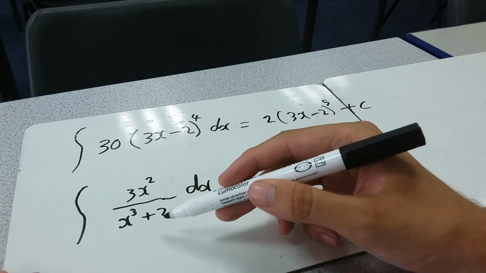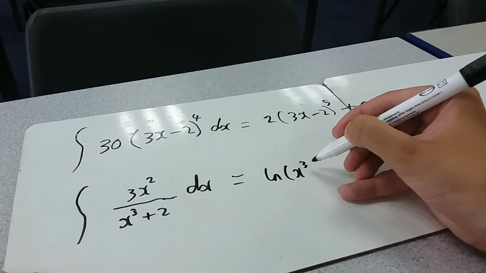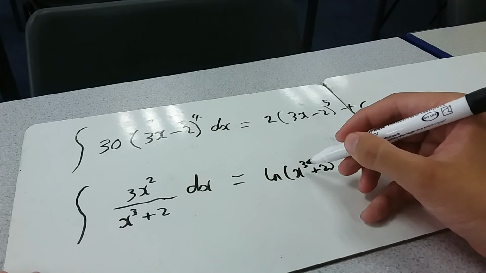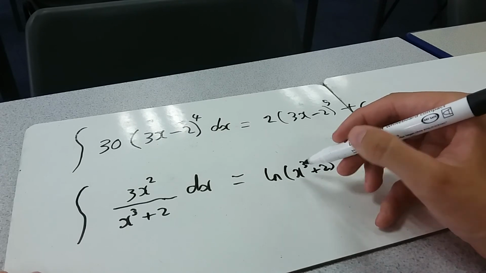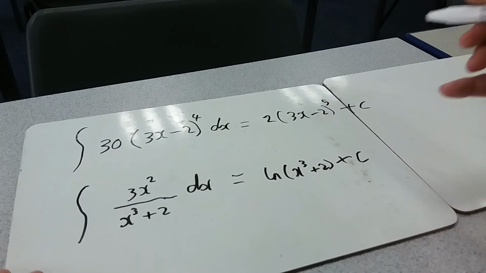Cool. Next one. This one over here. Well, we're looking at something along the lines of log of the bottom, x cubed plus 2. If we differentiated this, we times by an extra of, well, the derivative inside is 3x squared, which is exactly what we've got on top. So we're done. Plus C.